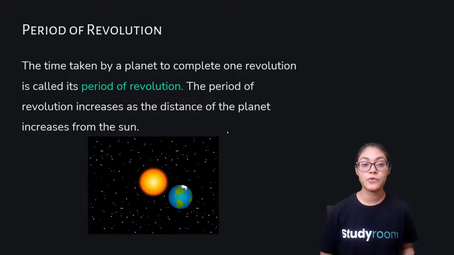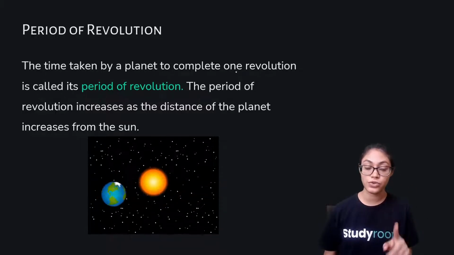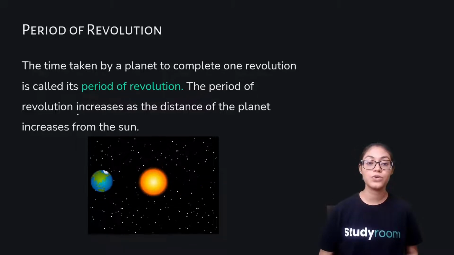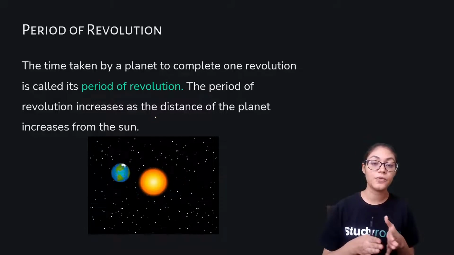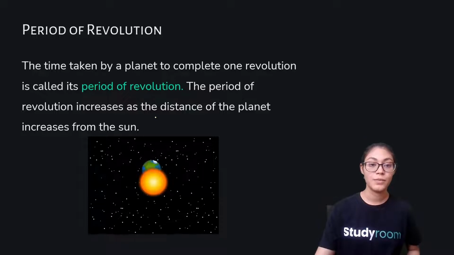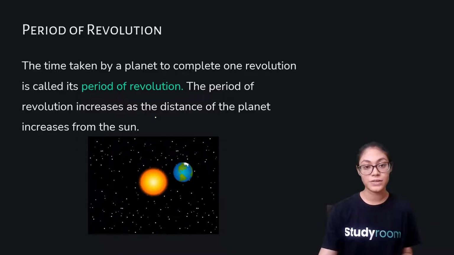Now, period of revolution. What exactly is the period of revolution? The time taken by a planet to complete one revolution is called its period of revolution. The period of revolution increases as the distance of the planet from the sun increases, because the size of the orbit and the radius of the orbit also increase. So that's the reason.